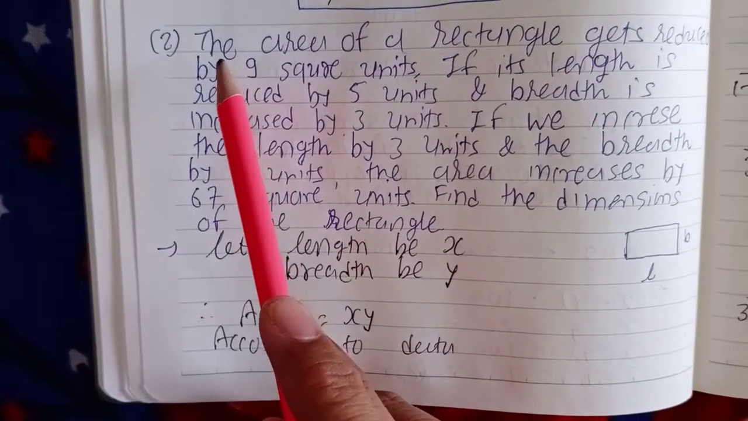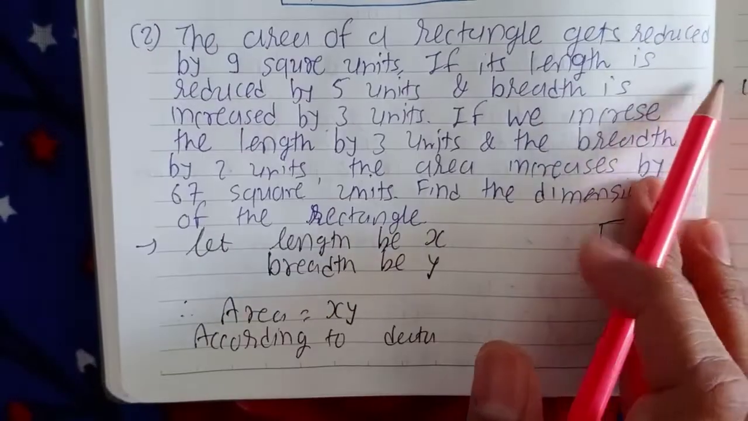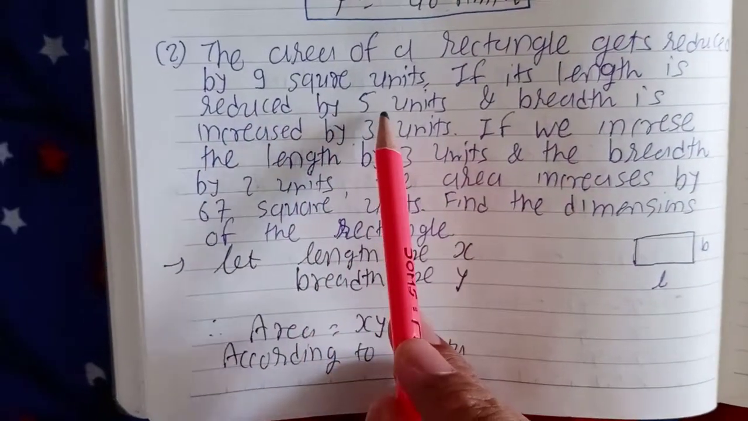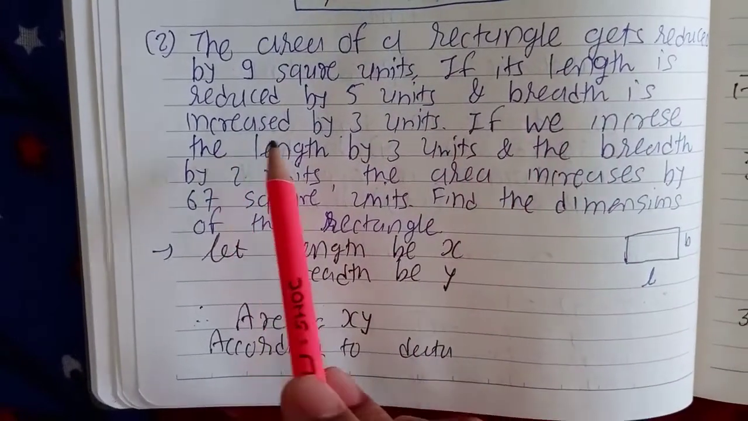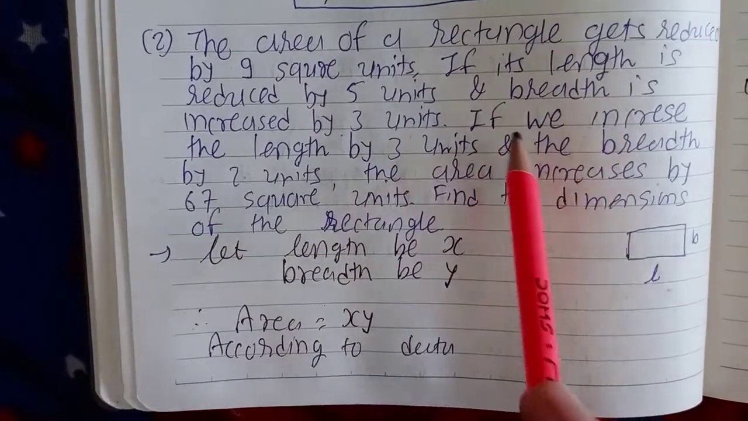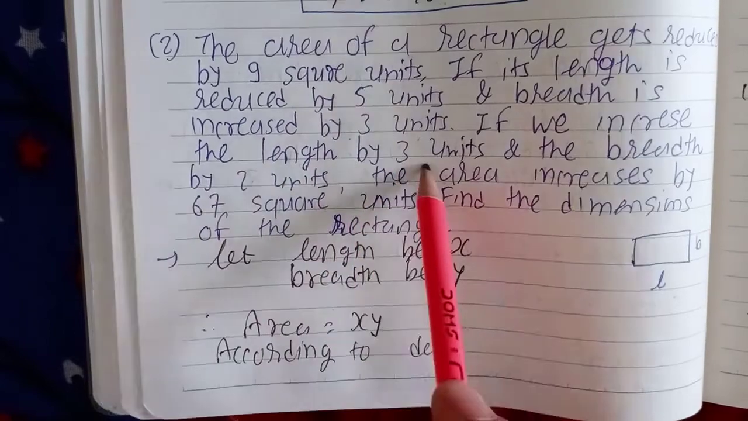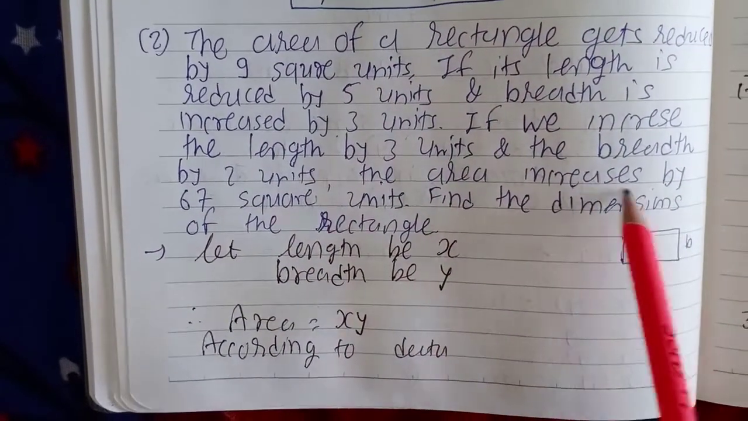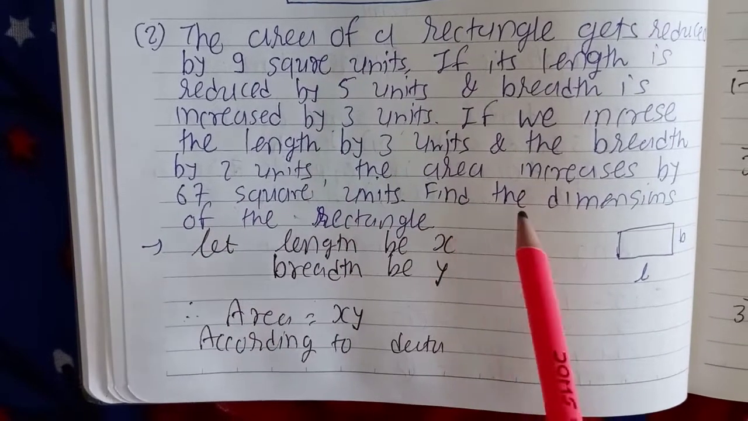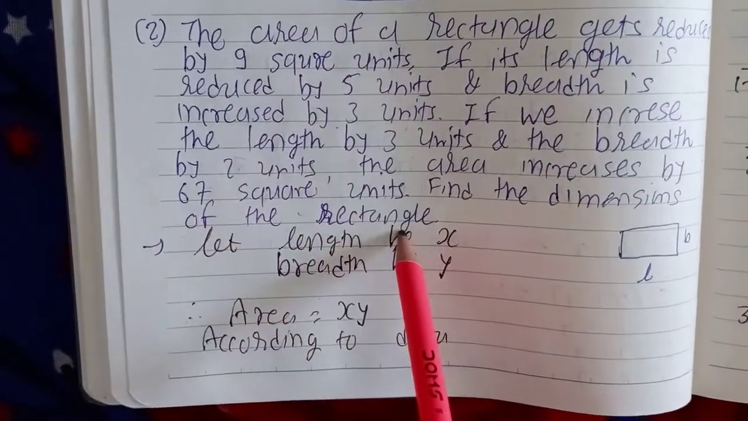Second example: the area of the rectangle gets reduced by 9 square units if its length is reduced by 5 units and breadth is increased by 3 units. If we increase the length by 3 units and breadth by 2 units, the area increases by 67 square units. Find the dimensions of the rectangle.